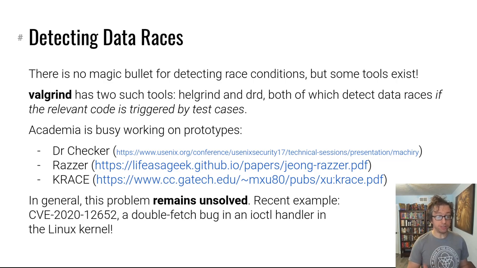A good example that this problem is still a problem is as recently as I think May this year, there have been double fetch bugs in the Linux kernel in an ioctl handler, exactly in the style that I talked about just now. So these bugs, races in memory, are a big deal. And you will experience this, of course, in the practice problems. Good luck.